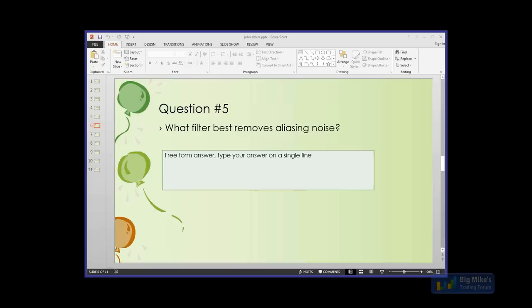Going to question six. What filter mitigates spectral dilation? Jeff H, I need your BMT username, please. And the answer is roofing filter.